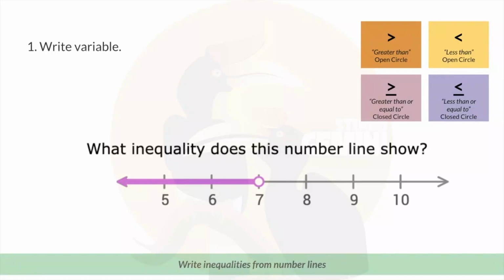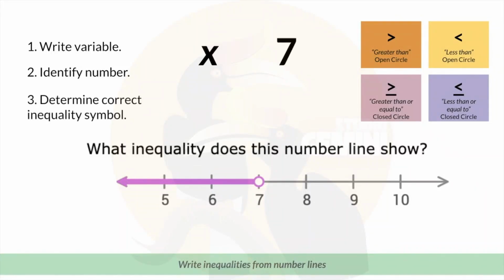First, we need to write a variable. We will be using x in these examples. Next, we will identify our number. Our number will always be the number that has an open or closed circle on it on our number line. In this case, we have an open circle at the number 7.